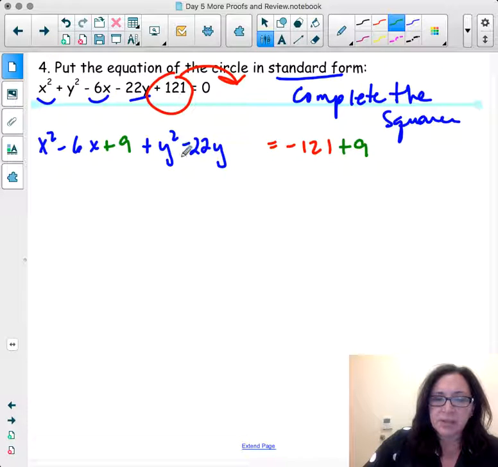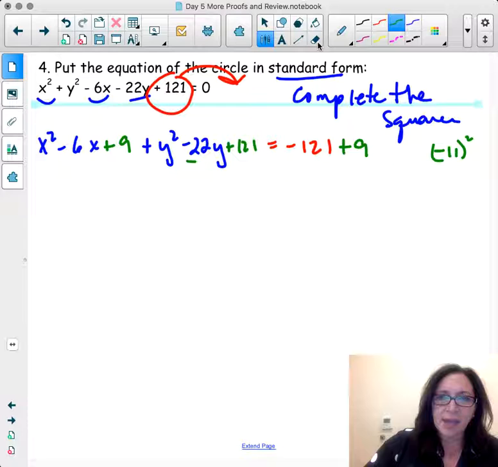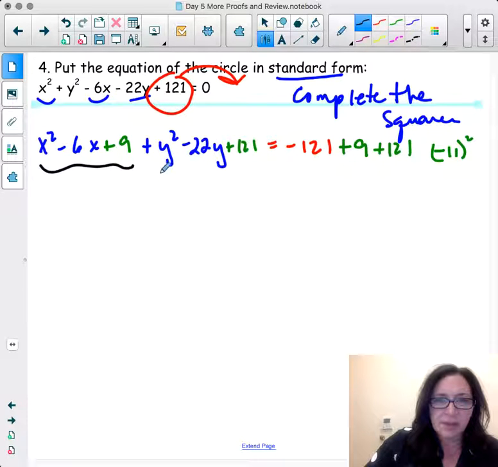Again, complete the square, take half of the b term, which is -22, half of that, which is -11. You're going to square that, and you get plus 121. So what's going to happen here is, did we add 121? No, we didn't. So if you add 121 here, you better add 121 here. So now I need to factor this and this.